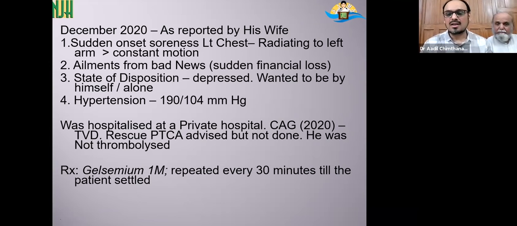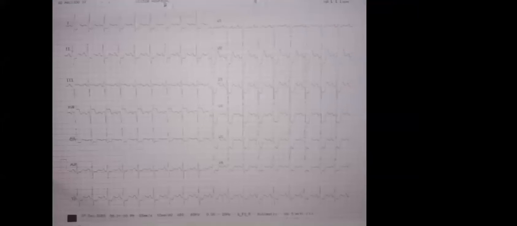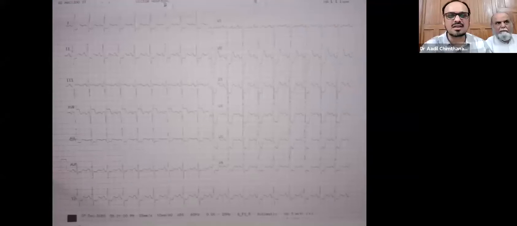Like normally, if a patient is in the ICCU, you always welcome your spouse or your children to be around. But he wanted to stay alone. And his BP at that time was 190 by 104. Taking this small totality, we gave him Calcarea 1M, repeated every 30 minutes till the patient settled. This was not a very clear ECG, but it shows a heart attack.